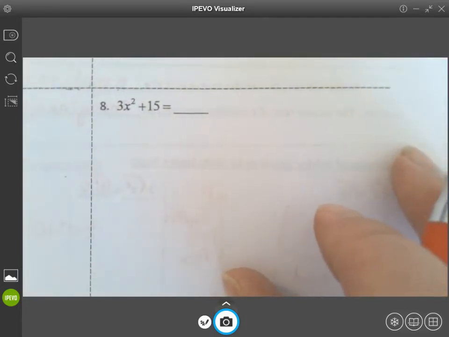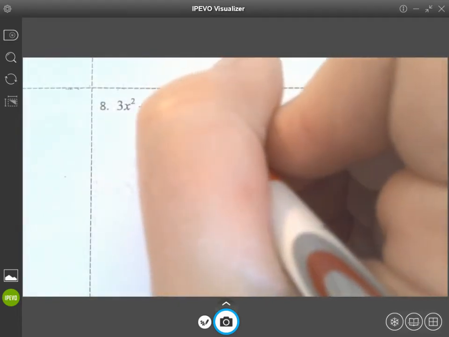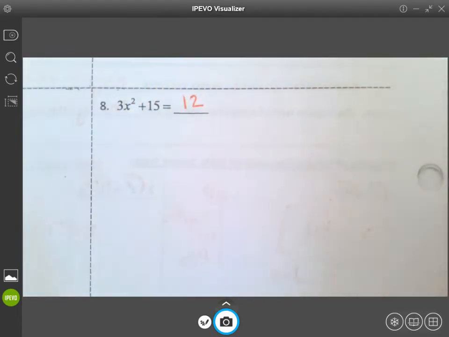All right, next problem. 3x squared plus 15 equals 12. Go.